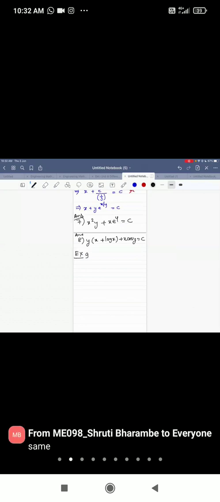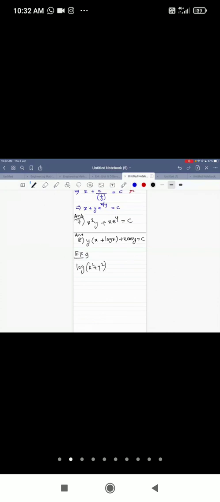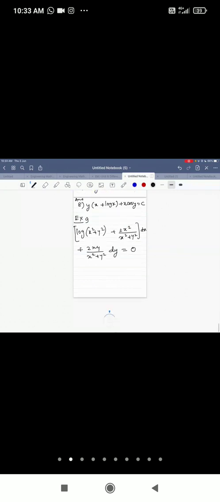Example number 9. It is log of x square plus y square plus 2x square upon x square plus y square, dx plus 2xy upon x square plus y square dy equal to 0. Okay, this is the last example that I'm going to solve. 1 or 2 more questions I'm going to give you for homework. Okay, and then I'll start the reducible type, right?